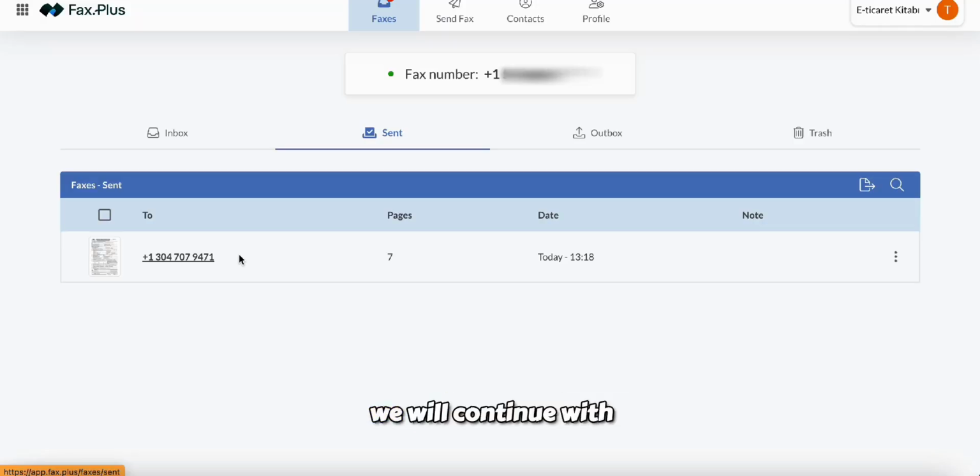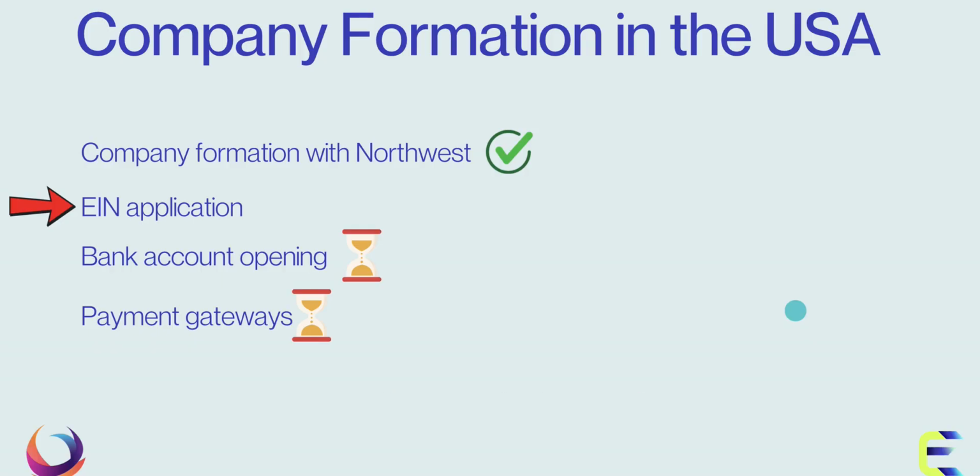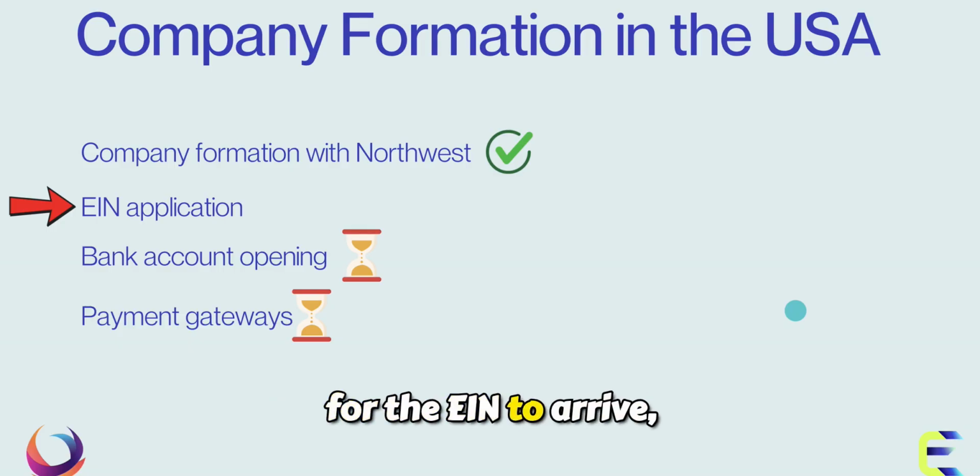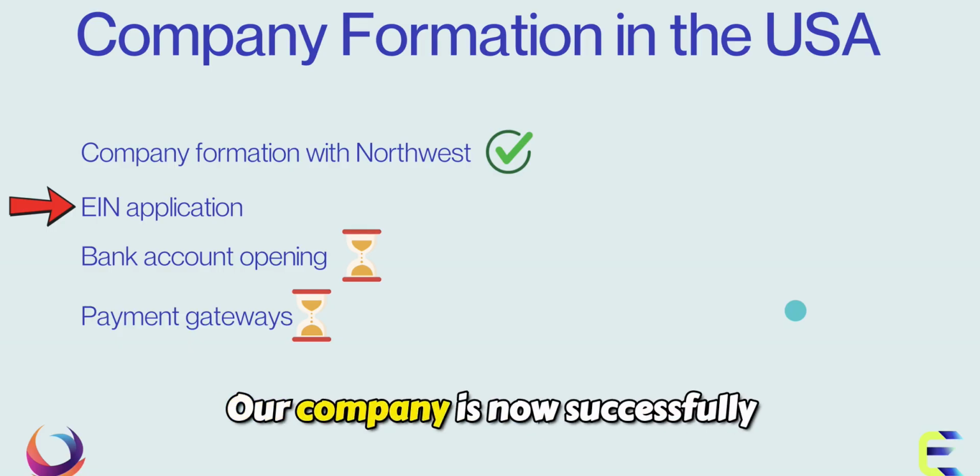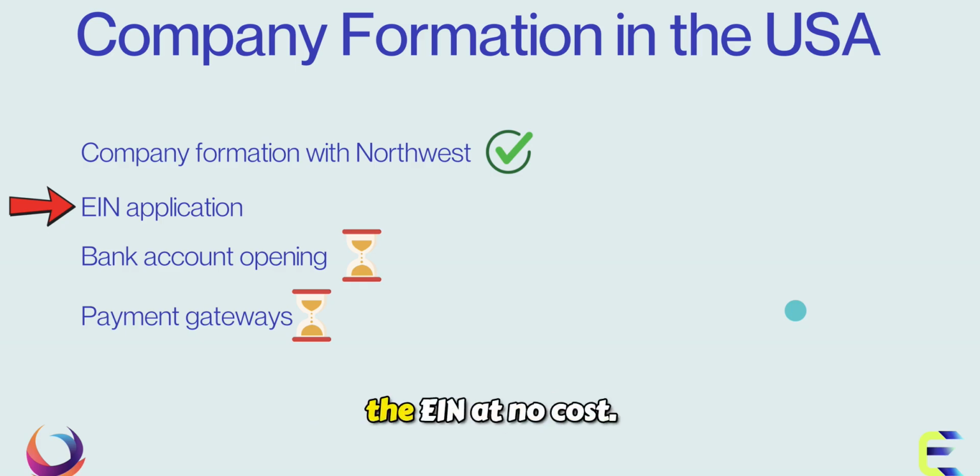Once our EIN is determined, we will continue with the next steps. Since it will take some time for the EIN to arrive, be sure to complete your applications now. Our company is now successfully formed, and we've applied for the EIN at no cost.